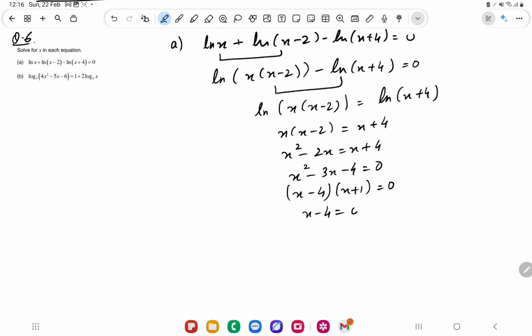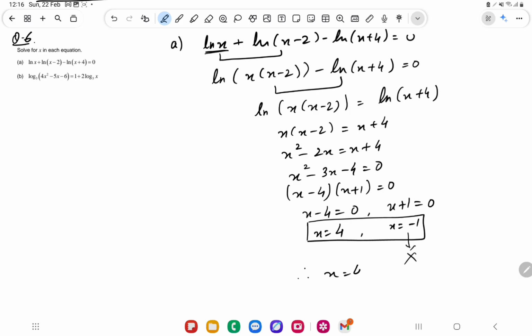This means either x minus 4 is 0 or x plus 1 is 0. This gives me x value as 4, and this will give me x value as minus 1. Now we cannot take x is equals to minus 1 because we have ln x in the question, and if I put x as minus 1, ln minus 1, we cannot have negative numbers inside ln. So this will result in an error. Therefore, my answer will be x is equals to 4 for this particular equation.